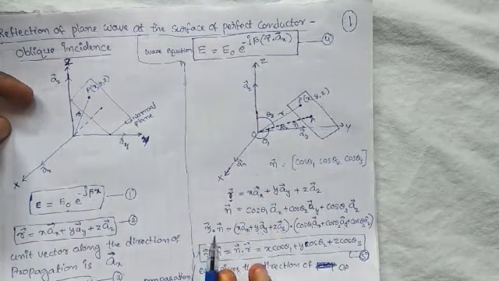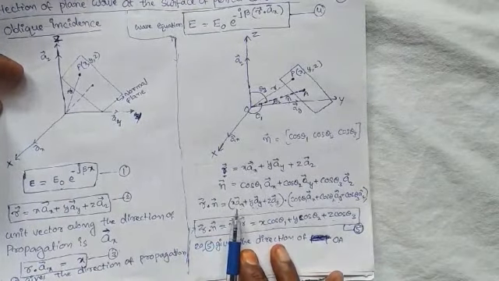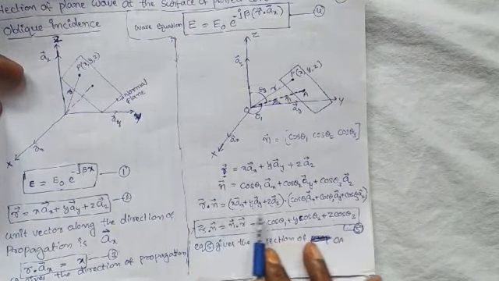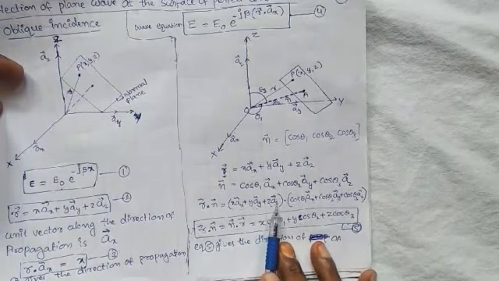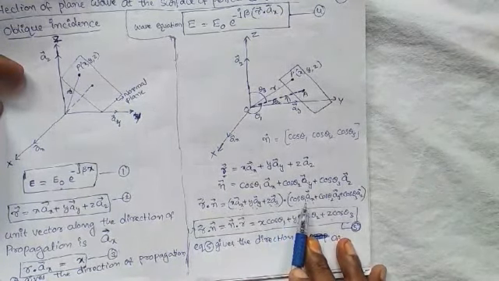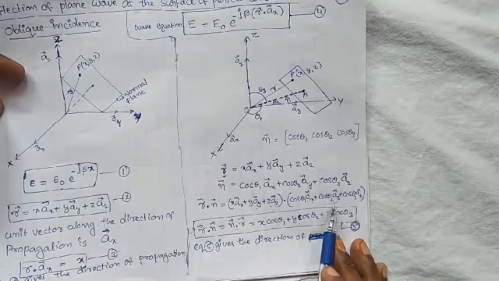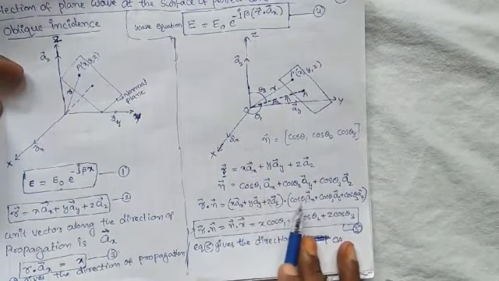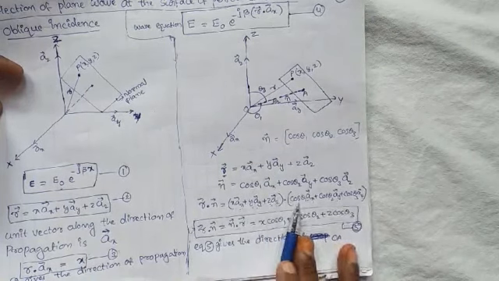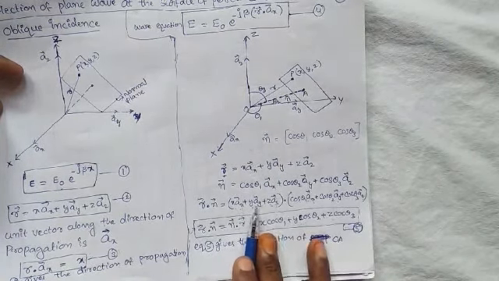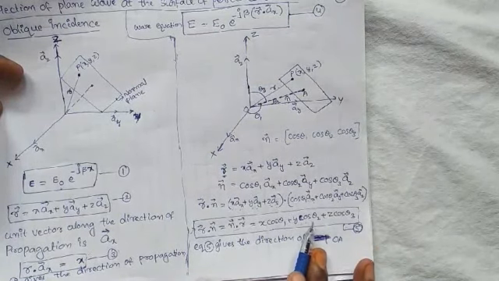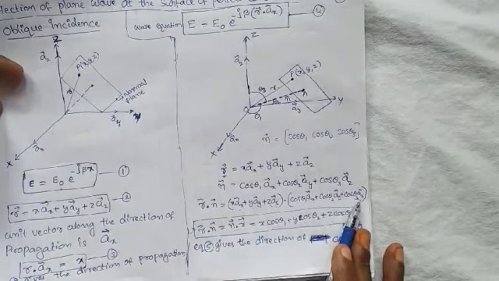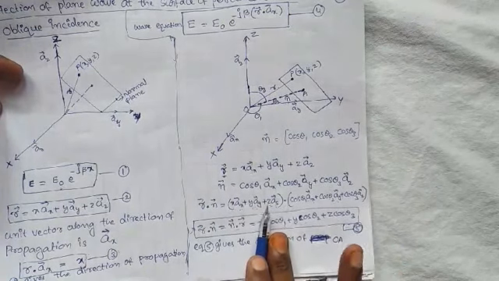Now we are determining r dot n. r dot n is equal to x ax plus y ay plus z az dot cos theta 1 ax plus cos theta 2 ay plus cos theta 3 az, which is equal to, since ax dot ax is 1, x into cos theta 1, plus, since ay dot ay is 1, y into cos theta 2, plus, since az dot az is 1, z into cos theta 3.